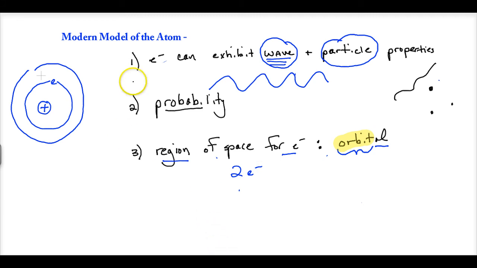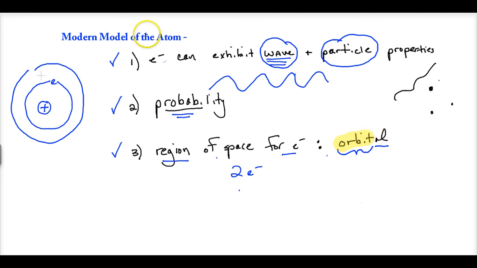So these are the key indicators when you know you're dealing with the modern model. They're going to ask you what kind of properties electrons have, and they have wave and particle properties. They're based on probability of where they're found, and where they actually exist is not an orbit but an orbital. And I'm going to show you some pictures of those in a second.